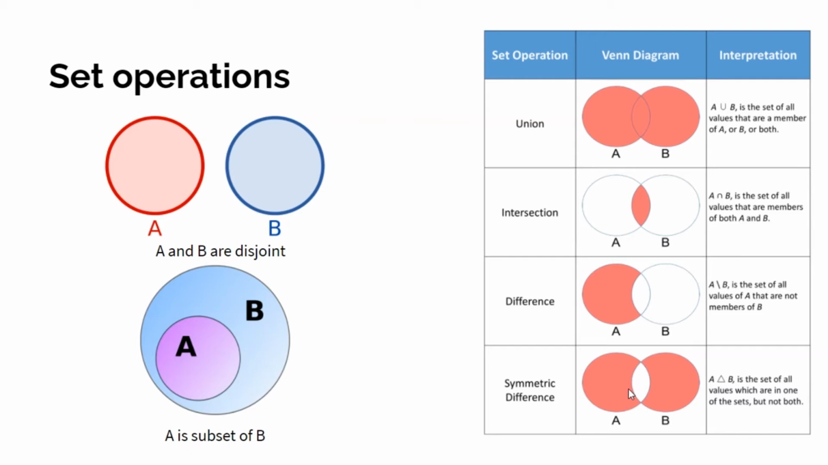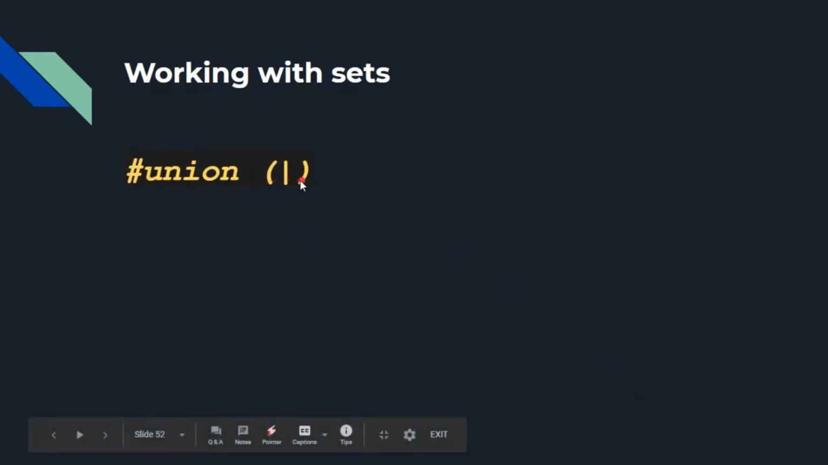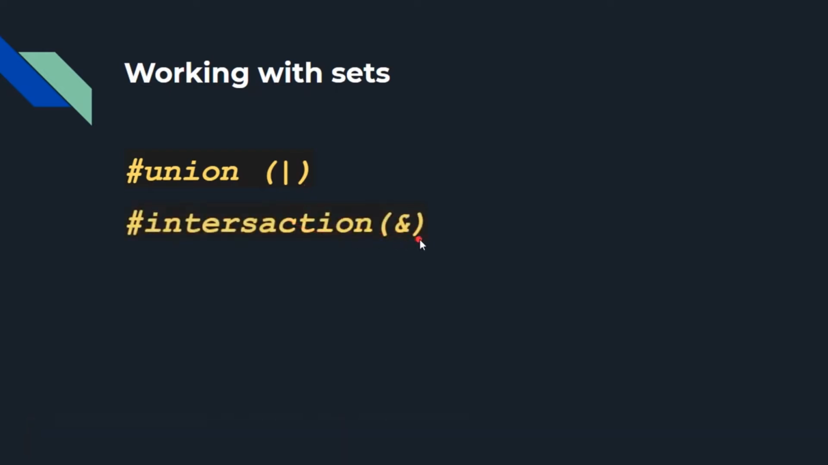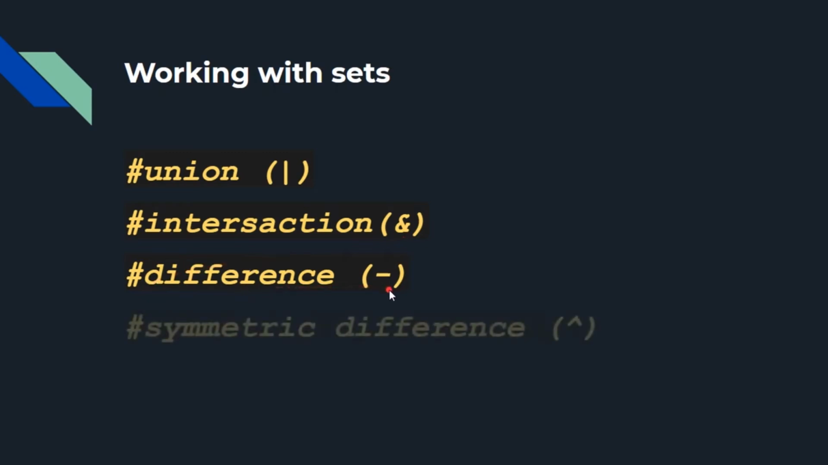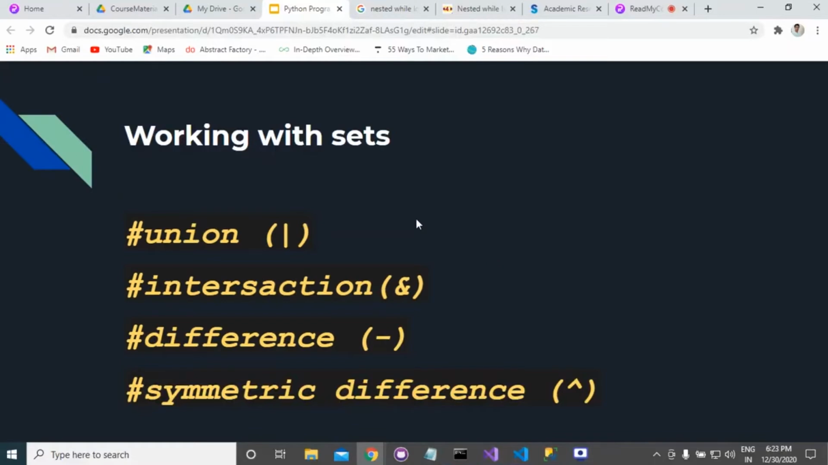Now we will be practicing on set. So these are the following methods. First is union, and this operator is used for union. For intersection, we use the AND operator. And for difference, we use the minus operator. And for symmetric difference, we use this upper arrow symbol. Okay, so now we'll practice on this.